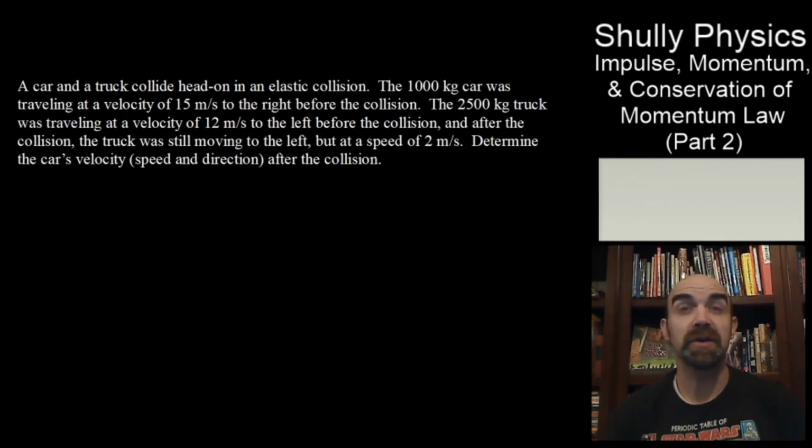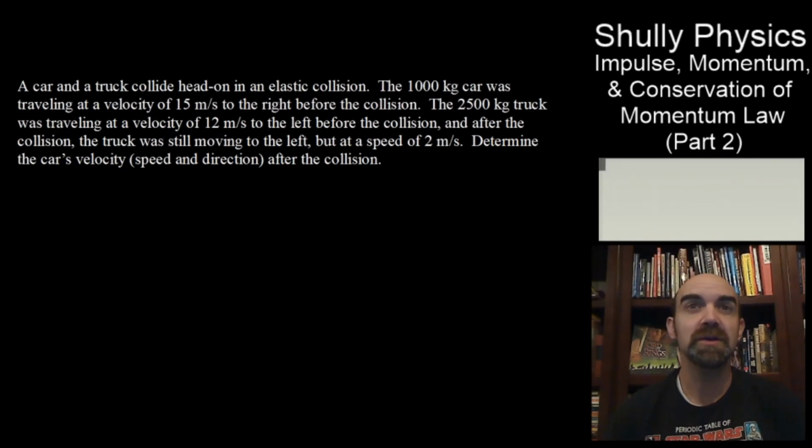All right, a car and a truck collide head-on in an elastic collision. A 1,000-kilogram car was traveling at a velocity of 15 to the right before the collision. A 2,500-kilogram truck is traveling at a velocity of 12 meters per second to the left before the collision. And then after the collision, bam, the truck is still moving left, but at a speed of 2.